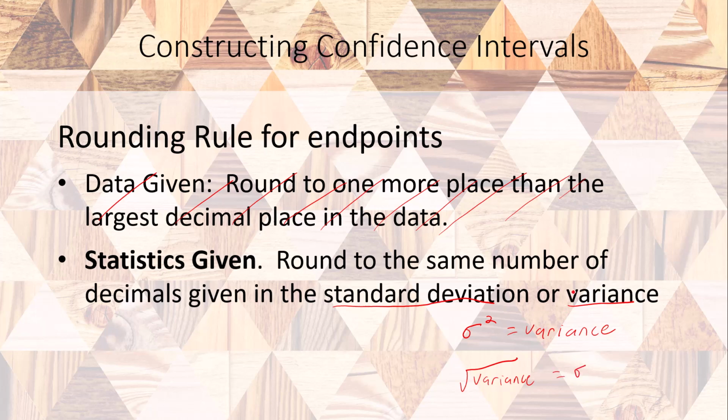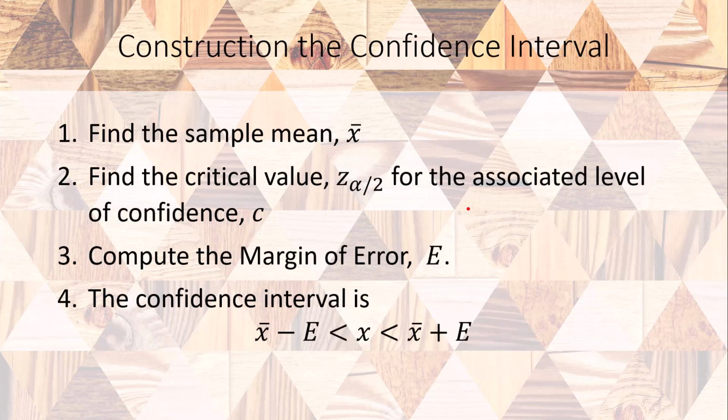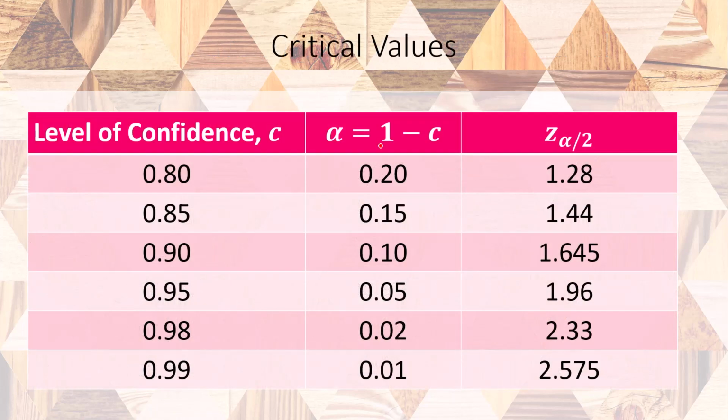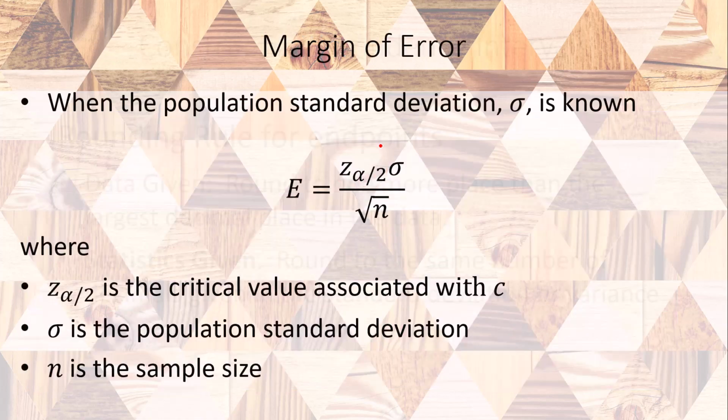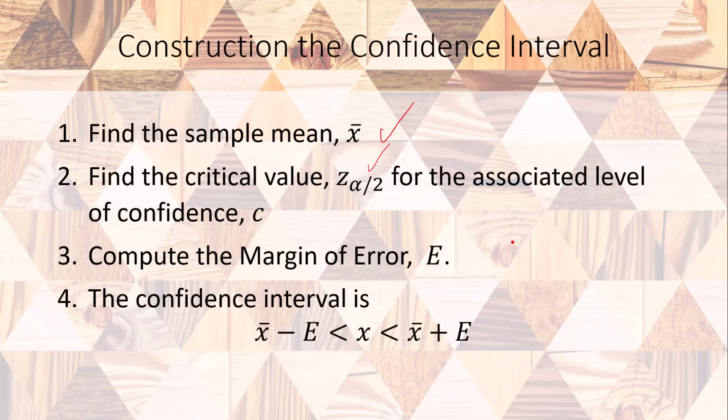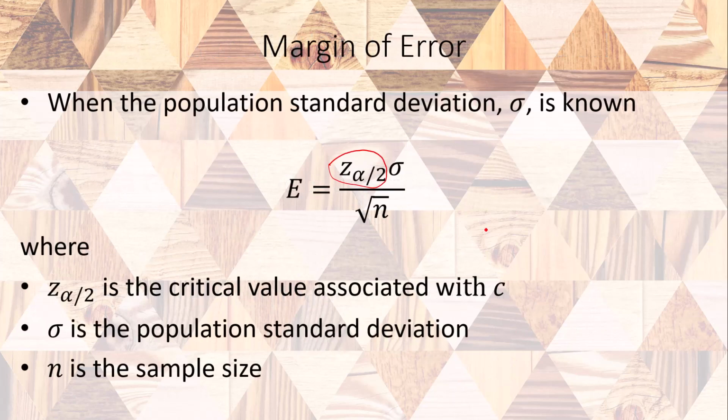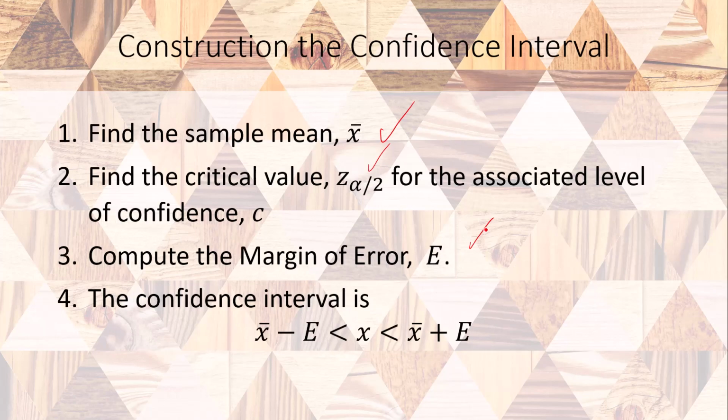So how do we construct a confidence interval? We find the sample mean. This will be given to us. We find our critical value using this table right here. We compute our margin of error using this equation right here. Then our confidence interval is going to be your sample mean minus your margin of error. This will be your lower limit. And your upper limit will be the sample mean plus the margin of error.